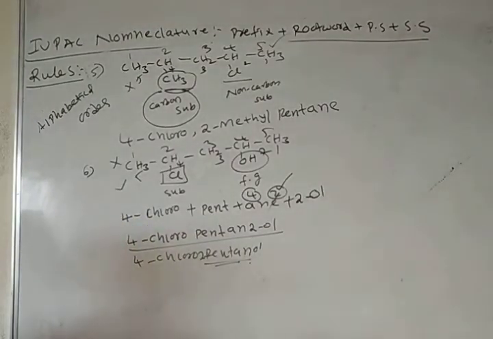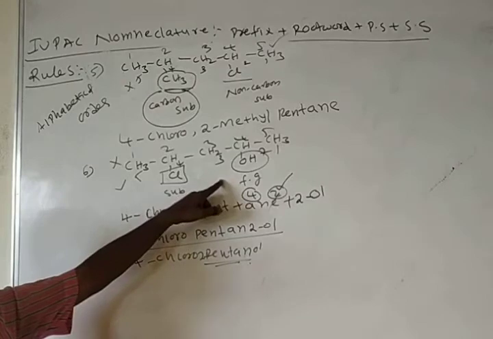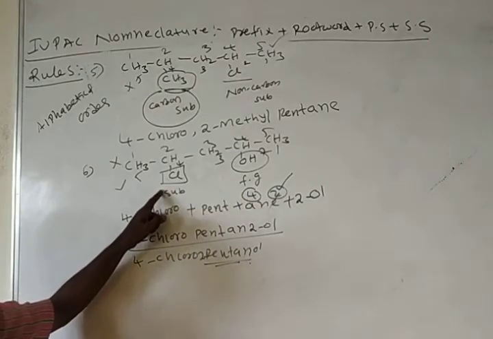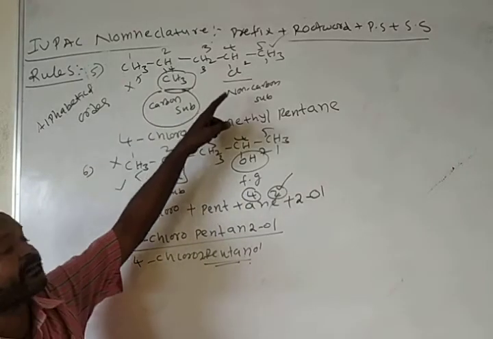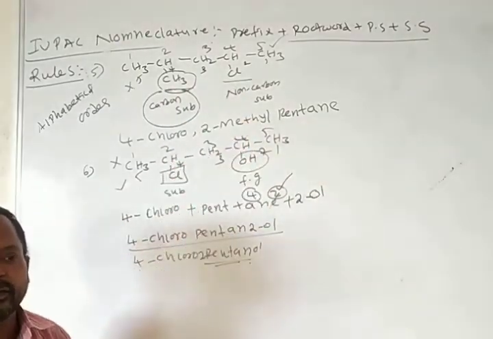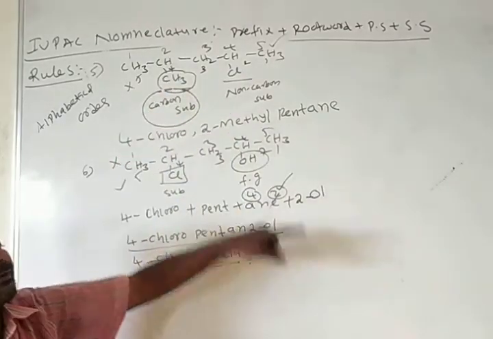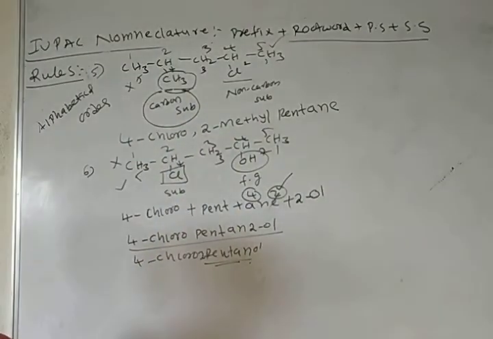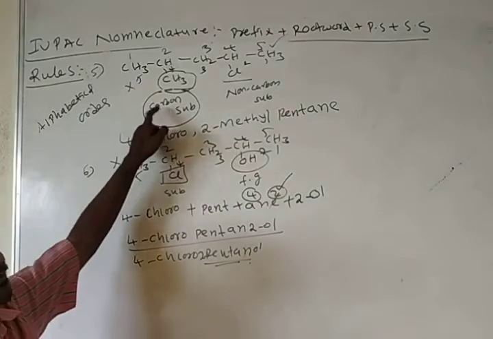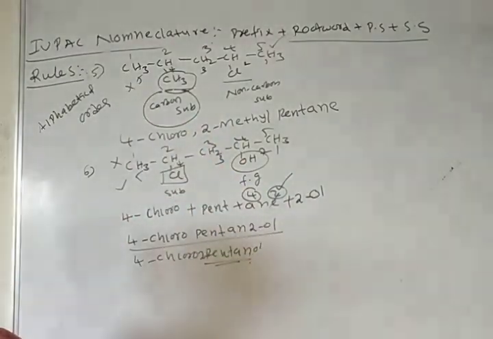If a functional group and a substituent are present, give the preference or least number to the functional group, then give it to the substituent. If a carbon substituent and a non-carbon substituent are present in the molecule, give the preference to the carbon substituent, then to the non-carbon substituent. That means here give the least number to the carbon substituent, and here give the least number to the functional group.